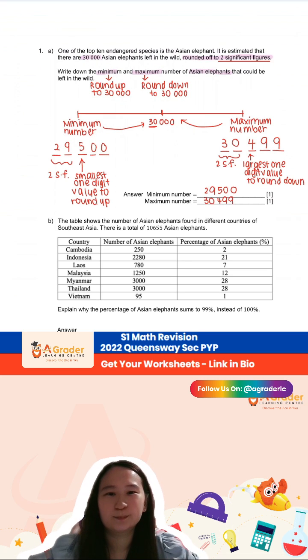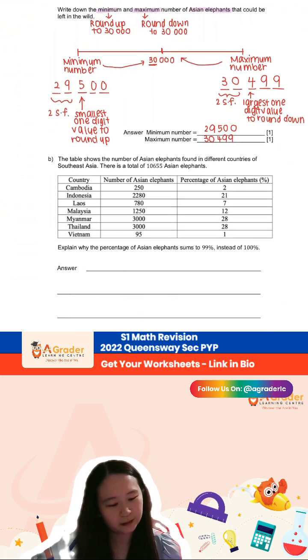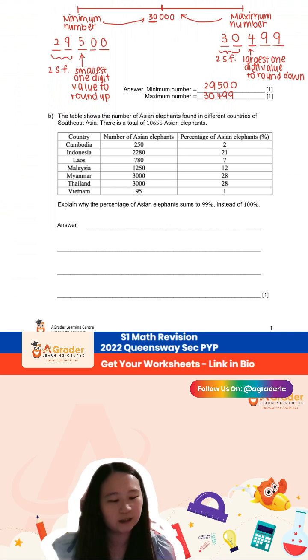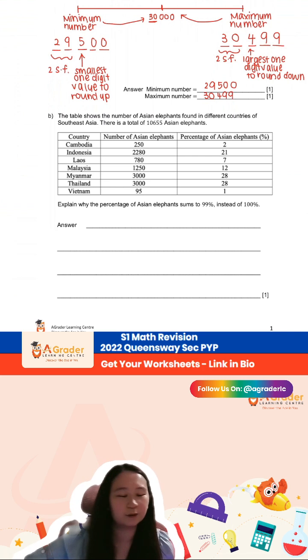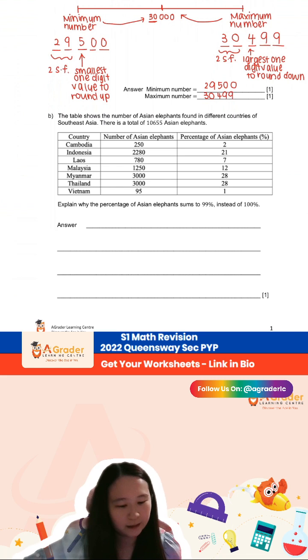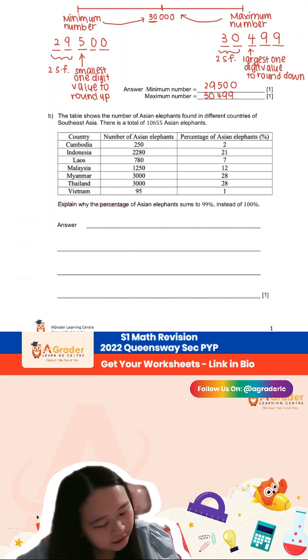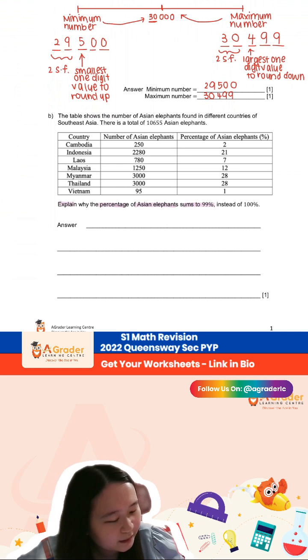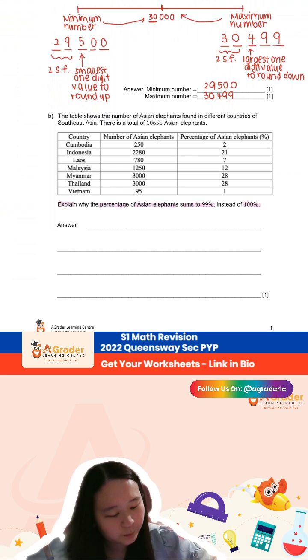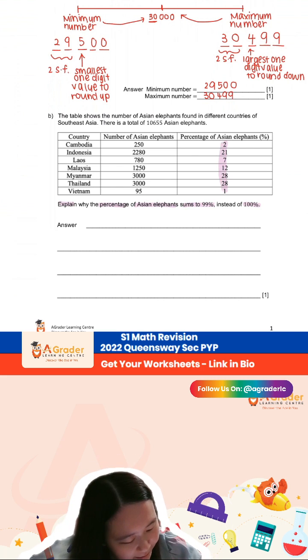Okay, part B. The table shows the number of Asian elephants found in different countries of Southeast Asia. They tell you that there is a total of 10,655 Asian elephants. They ask you to explain why the percentages of the Asian elephants sum up to 99% instead of 100%. Meaning when you add all the numbers up here, you only get 99.